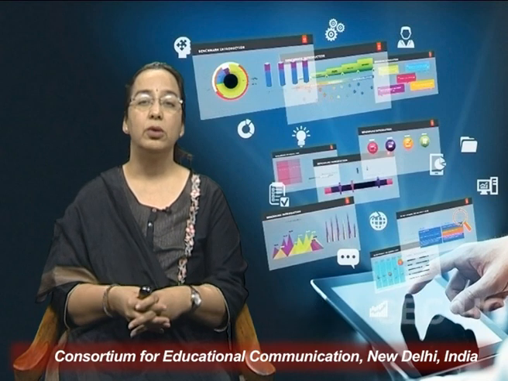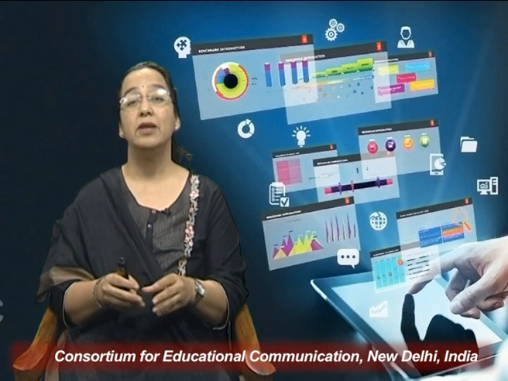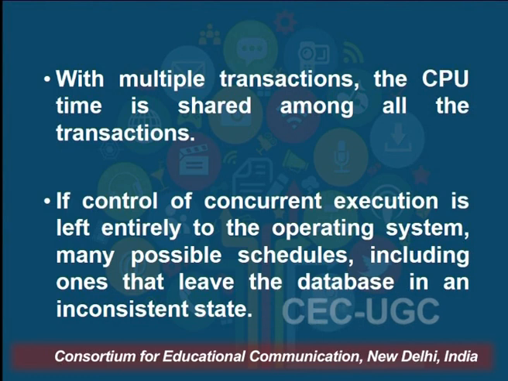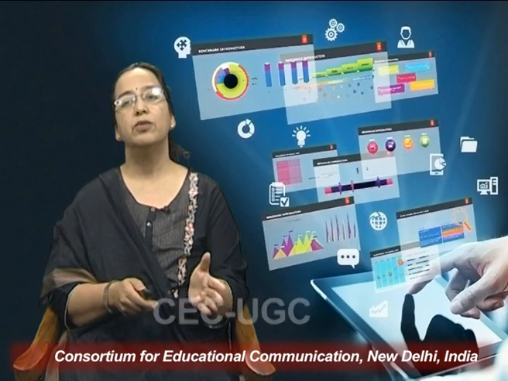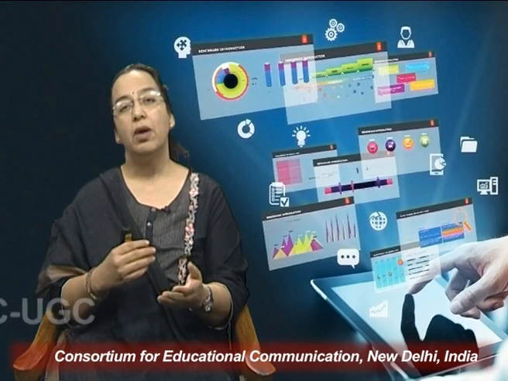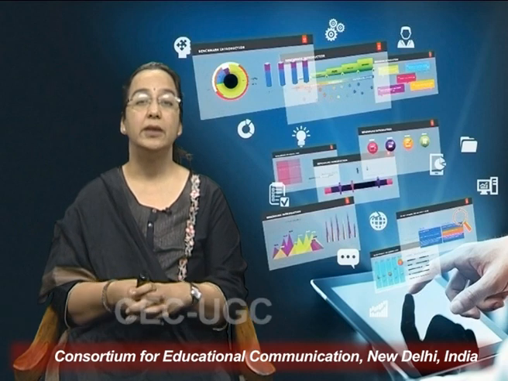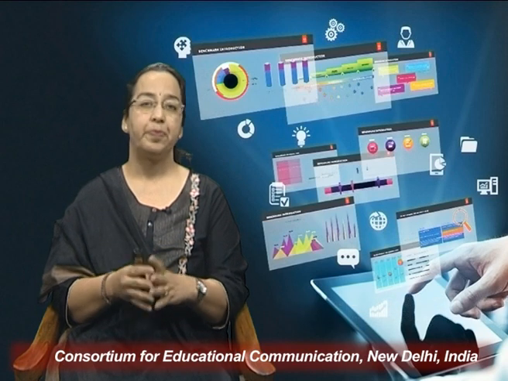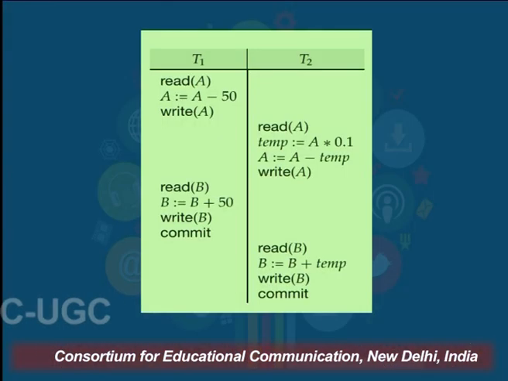If control of this concurrent execution is left entirely to the operating system, this is going to leave the database in an inconsistent state. So this was the problem. What kind of inconsistent state am I talking about? To understand that, let us look at the screen, in which an interleaving of the transactions is shown in a schedule.